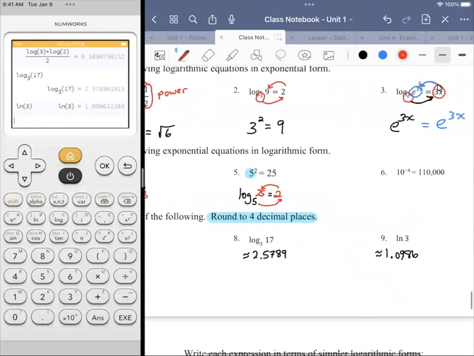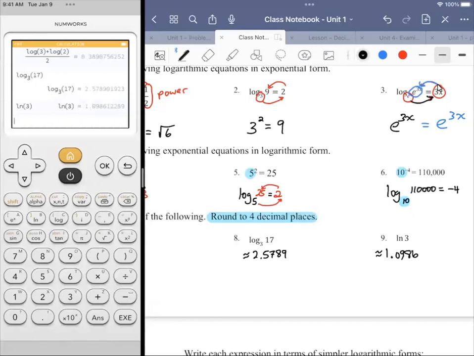All right, I totally said I wasn't going to do all of them, and here I am doing all of them. All right, so the base of the exponential is the same as the base of the logarithm, so log base 10 of 1/10,000 is equal to -4.